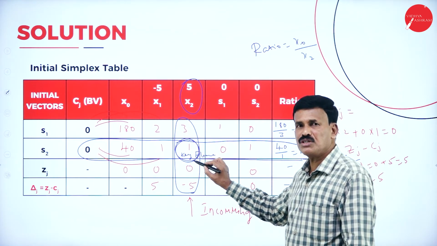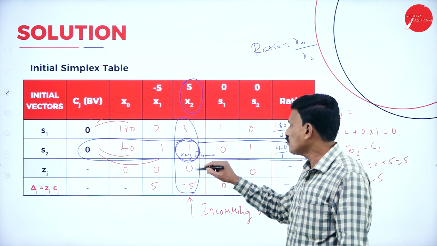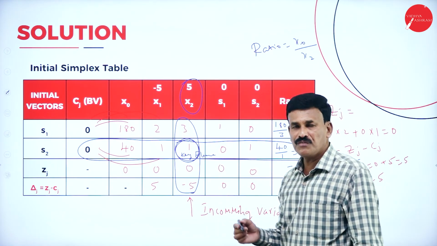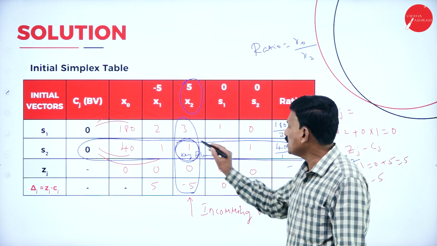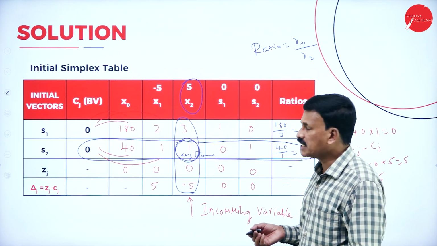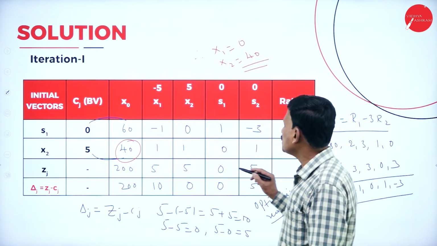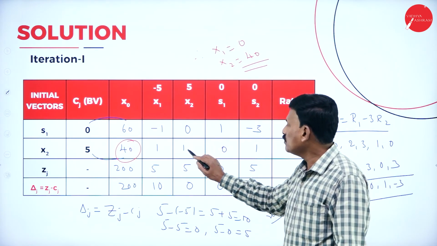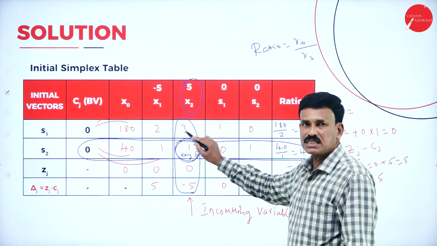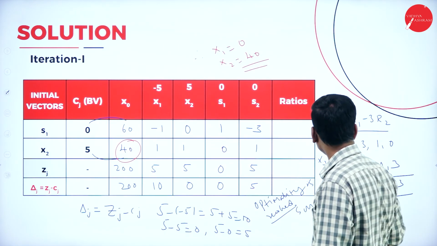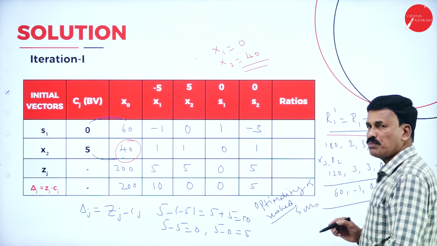Here the key element is 1. If it is 1, you can proceed with the same values. If it is other than 1, divide with that particular key element and make it 1, and go for the second table, that is the first iteration. In the first iteration, it will be 1 and the element above this will be 0. Make this 3 as 0. For this we are going to use the elementary row operation.